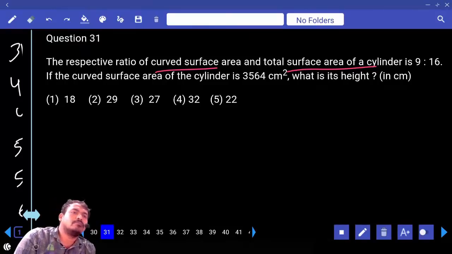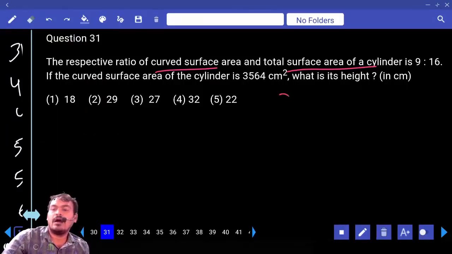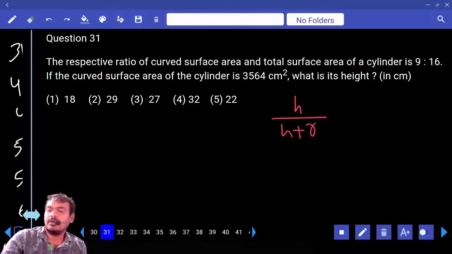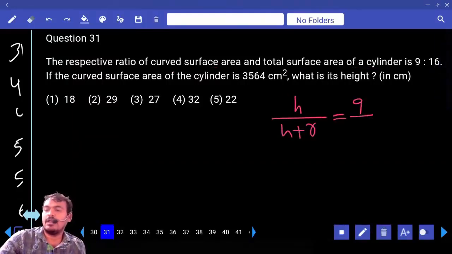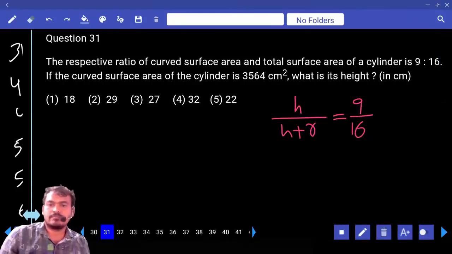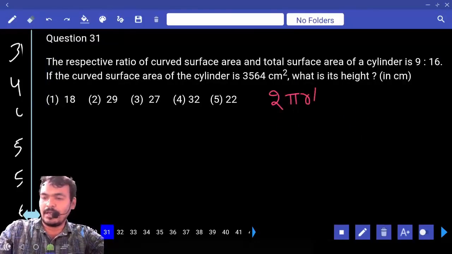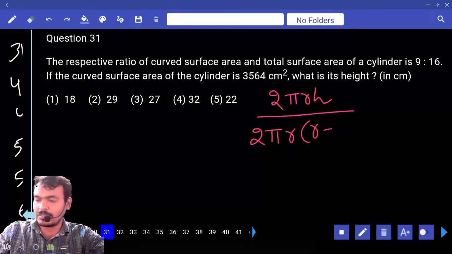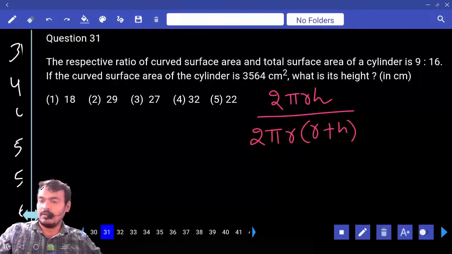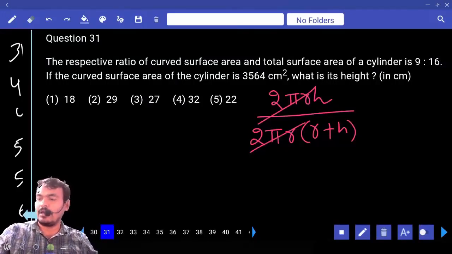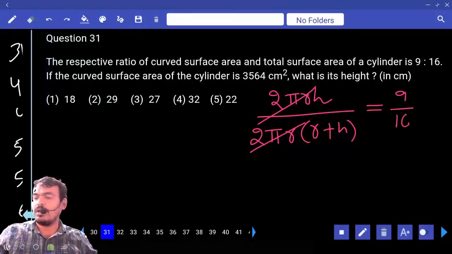What is the common value? 2 pi r. What is the remaining value in first one? H. Second one r plus h, equal to which ratio? 9:16 or not? What is the curved surface area formula? 2 pi RH, total surface area 2 pi r into r plus h or not? Which one is the common value? 2 pi r. What is the remaining value? H by r plus h, equal to which ratio?